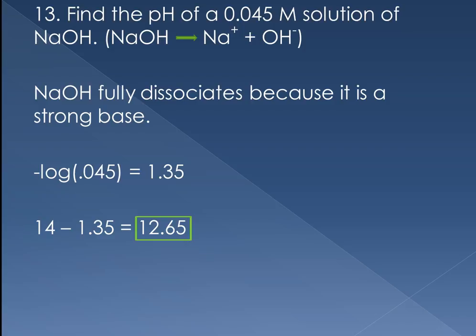Then it says find the pH of a 0.045 molarity solution of NaOH. Since NaOH is a strong base, it will fully dissociate into Na plus and OH minus ions. First, find the pOH by taking the negative log of 0.045, and you'll get a pOH of 1.35. But it wants the pH of the solution, so one must subtract 14 minus what we got for our pOH, 1.35, and you get a pH of 12.65.